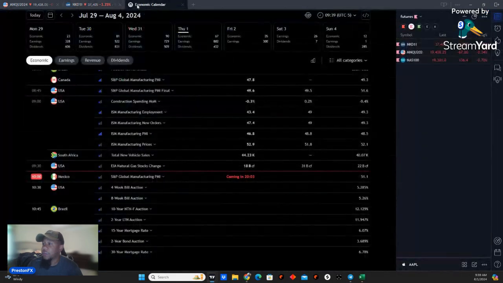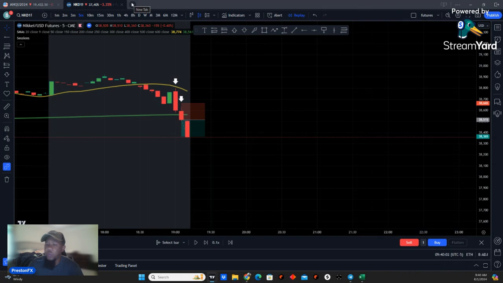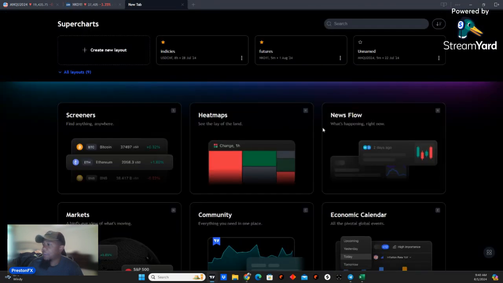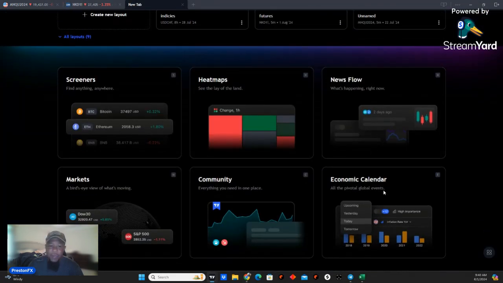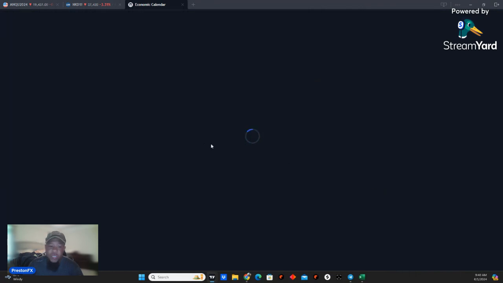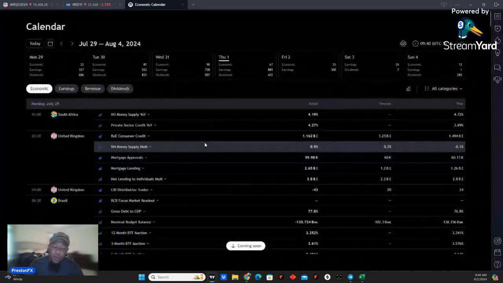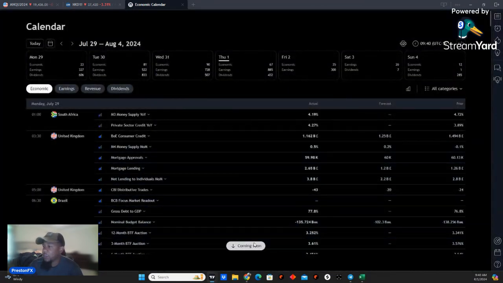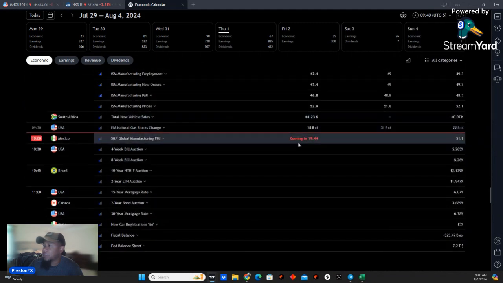And if you look right here, you can check all these news out. Let me show you exactly how to find it. If you hit the plus button up top, go down to economic calendar right here. This is all on TradingView. You don't have to go to Forex Factory and all that good stuff. And if you look right here, it shows you up to the minute, up to the tick.